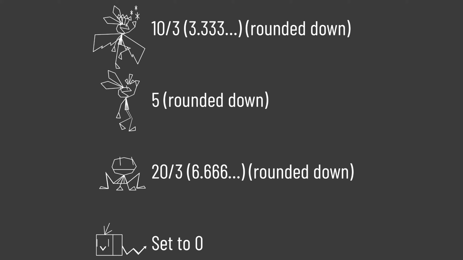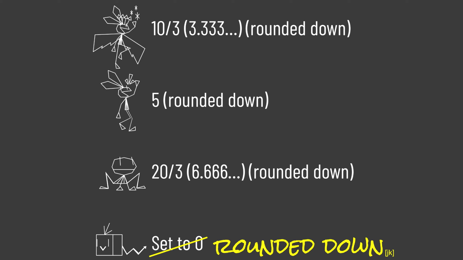To go through the rest of these, the frog form's divisor is 6.666 repeating, wait for it, round it down, and then the worm form has no divisor and always sets the bonus score to 0. Round it down.